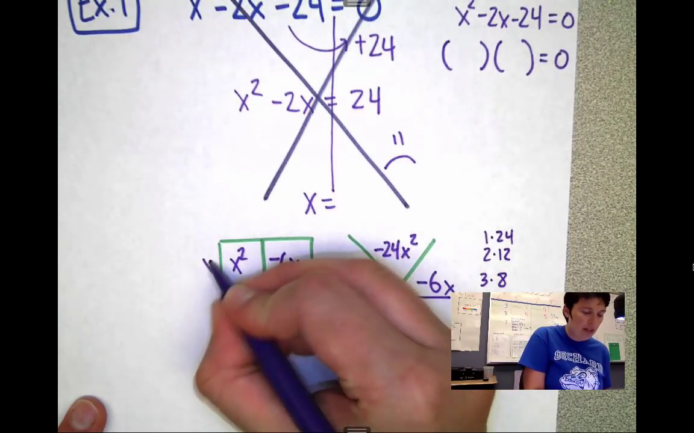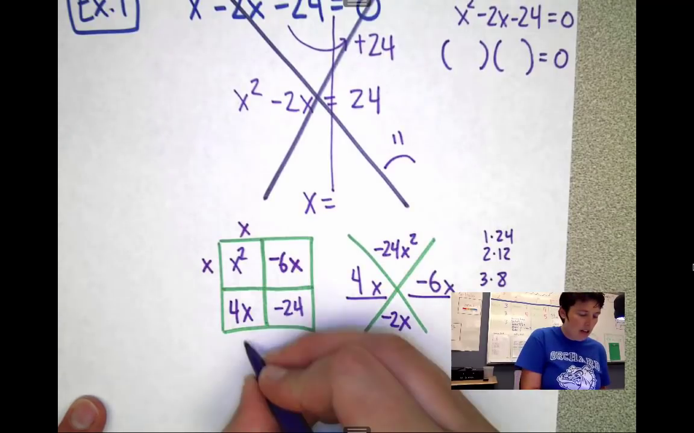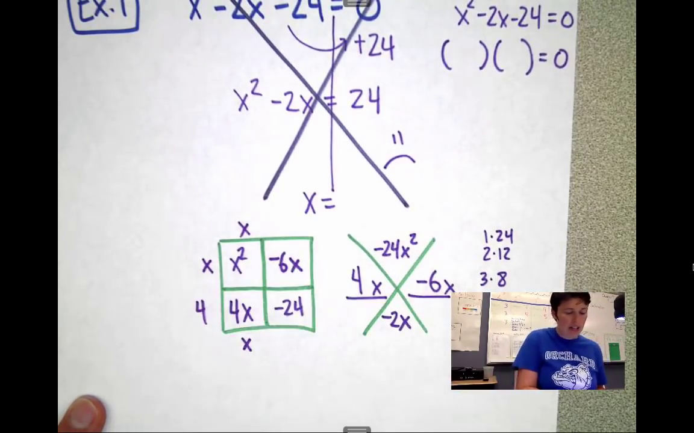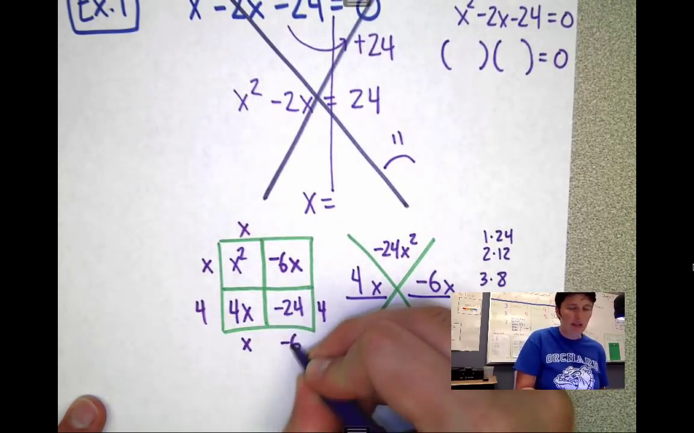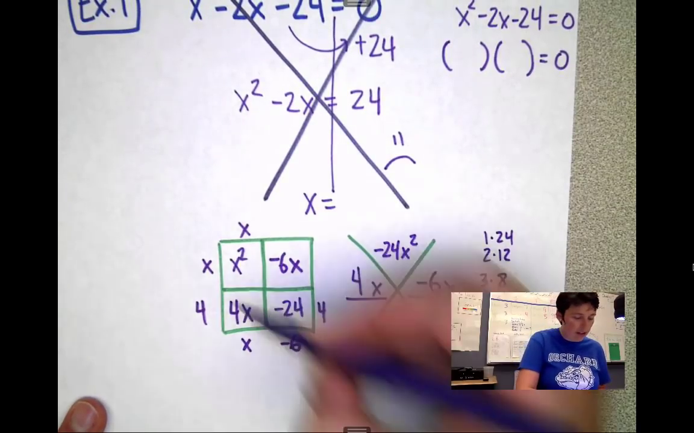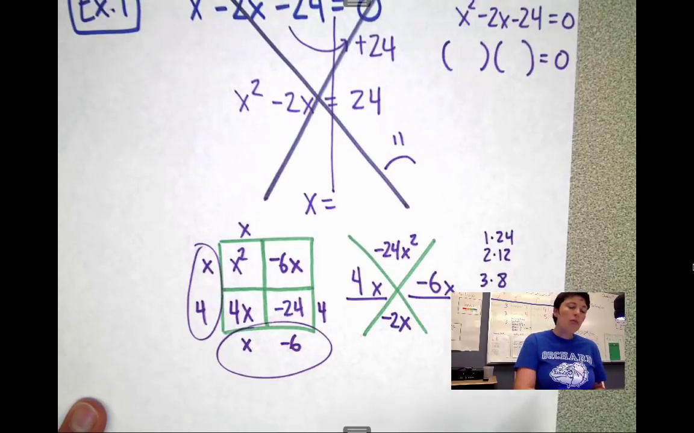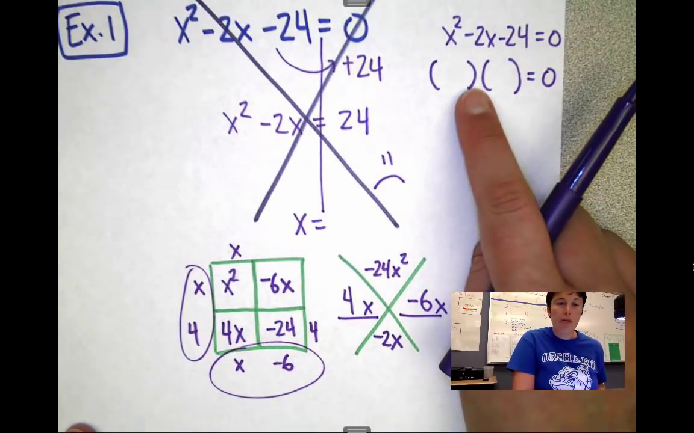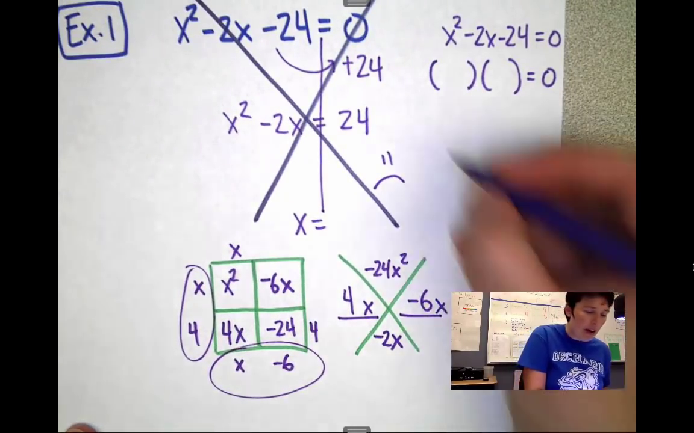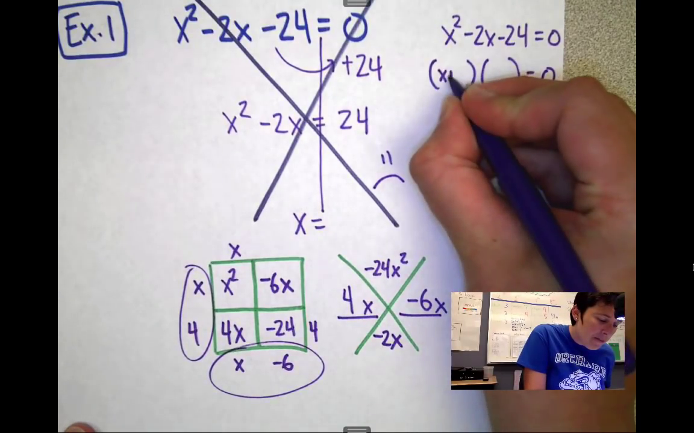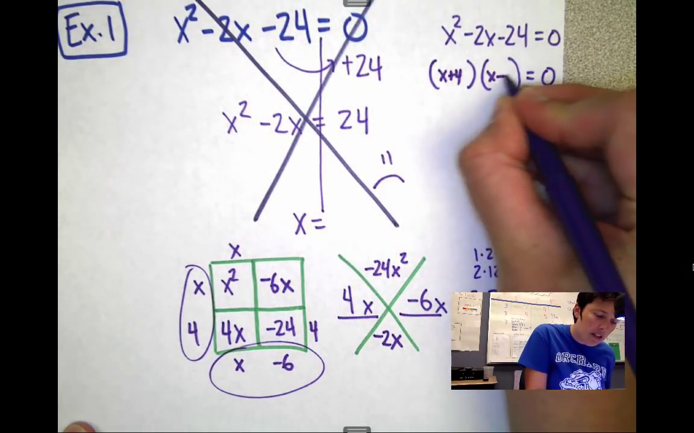So x times x gives me x squared, x times 4 gives me 4x, and 4 times negative 6. And I've got my factored solution here, x plus 4 and x minus 6. So way up here when we said we were going to rewrite it, I'm actually ready for that step now. It is x plus 4 and it is x minus 6.